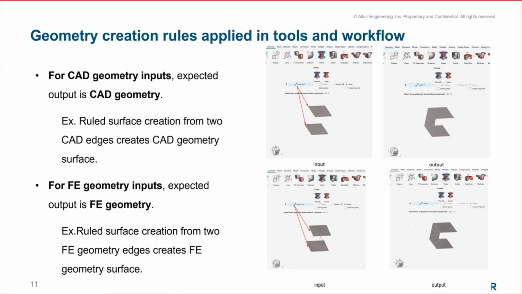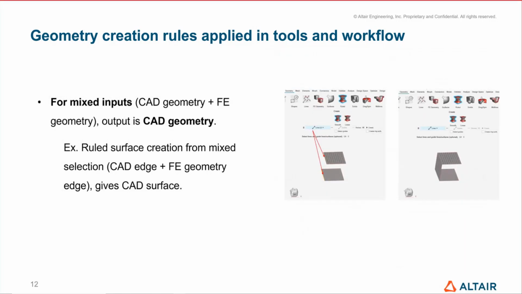In the second case, I have FE geometry of two surfaces, and to create a rule between these two surfaces, I'm providing these two geometry edges. So basically, the output is an FE geometry surface. In the case of mixed input, say you have one surface with CAD and another surface with FE geometry, and you provide one CAD edge and one FE edge, we always create a CAD. So for any mixed case, the output will always be a CAD geometry only. These are the rules that we followed in the process of creation of FE geometry.